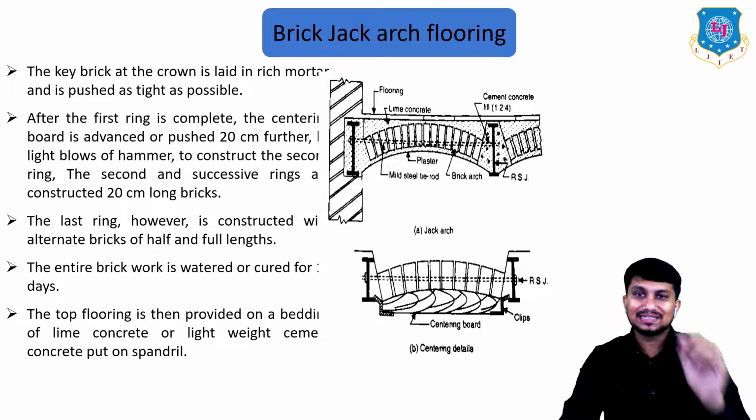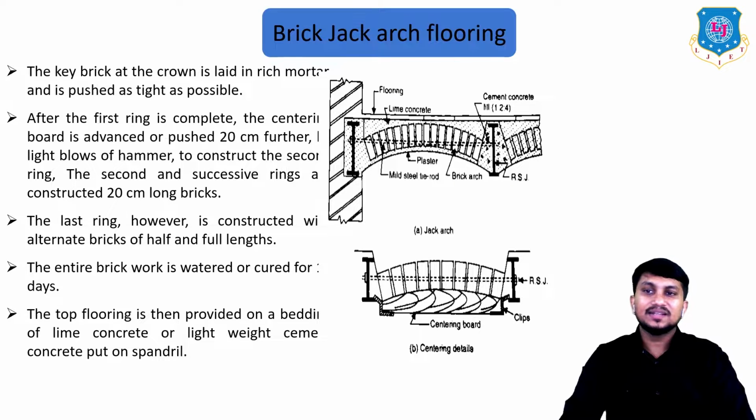After the first ring is complete, the centering board is advanced or pushed 20 centimeters further. Light blows of hammers are used to construct the second ring. The second and successive rings are constructed with 20 centimeter long bricks. The last ring, however, is constructed with alternate bricks of half and full lengths.